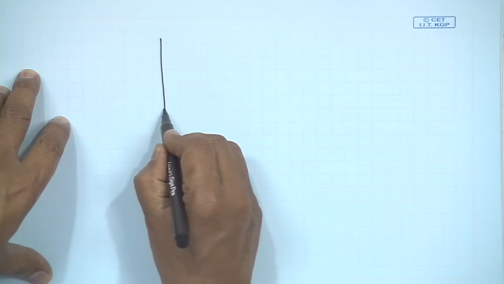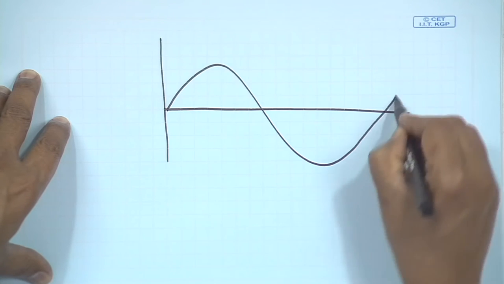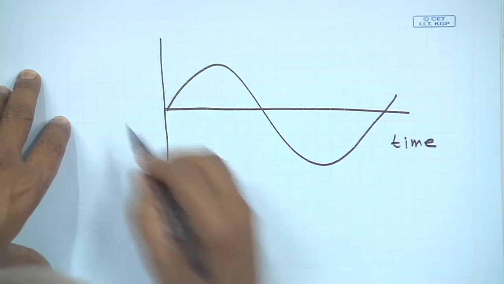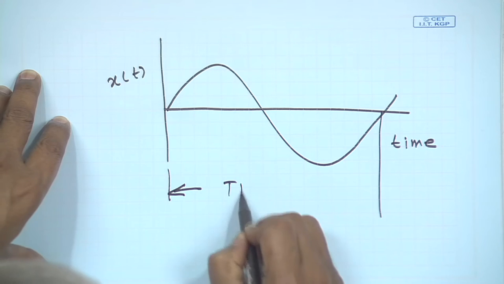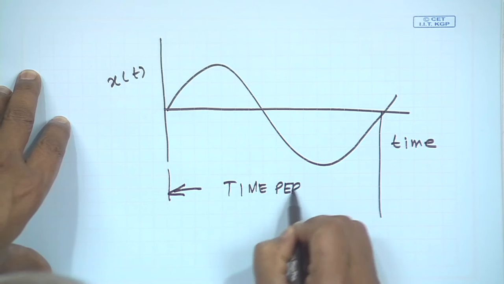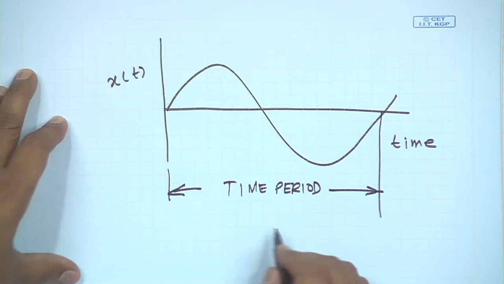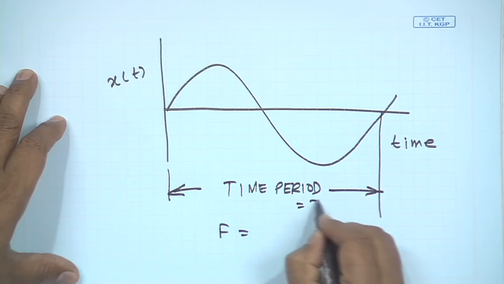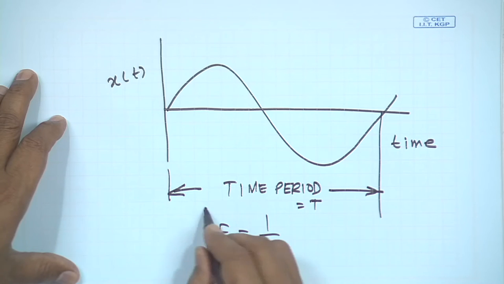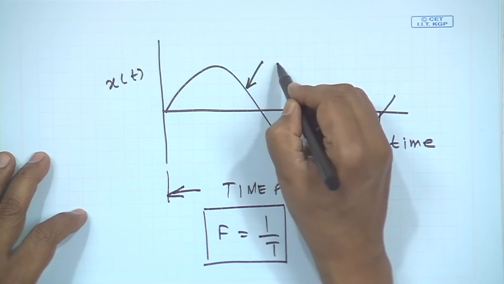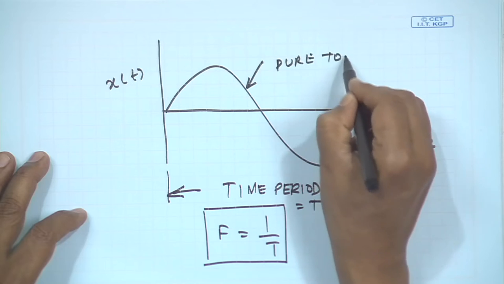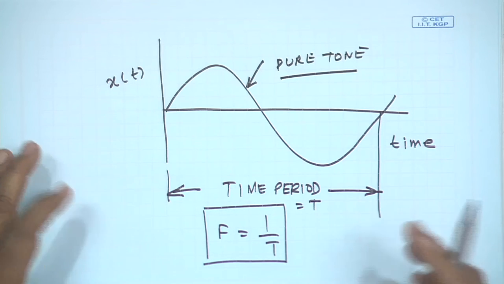Now, I will briefly recall to you your high school science, maybe physics. I'm sure all of us have done this in the wave motion class. So this is the time period of the signal. The frequency of the signal f is nothing but 1 by T. So for a pure signal, and this is in fact known as a pure tone, which has a single frequency, the inverse of the time period is its frequency.